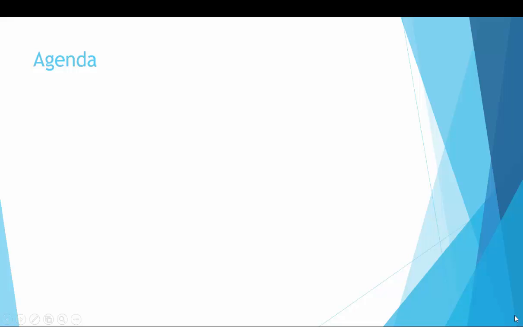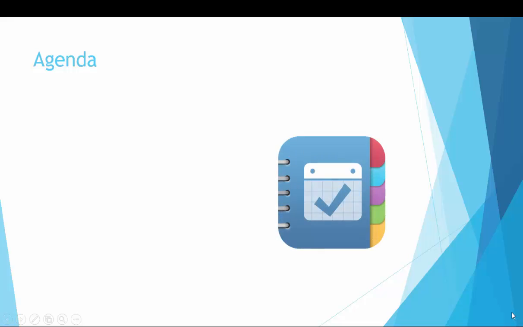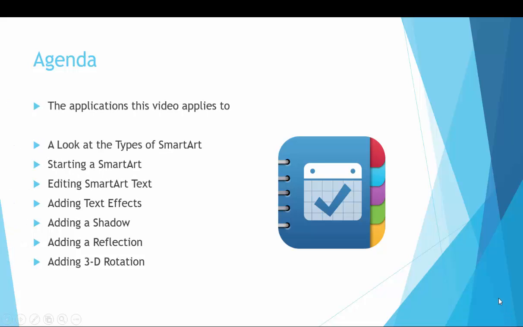The agenda for this topic is going to include a look at the applications this video applies to, a look at the SmartArt types, how do we start a piece of SmartArt, we'll edit the text in that SmartArt, we'll add some text effects to the text we just added, we'll then add shadow, reflection, and 3D rotation to the entire piece of SmartArt.